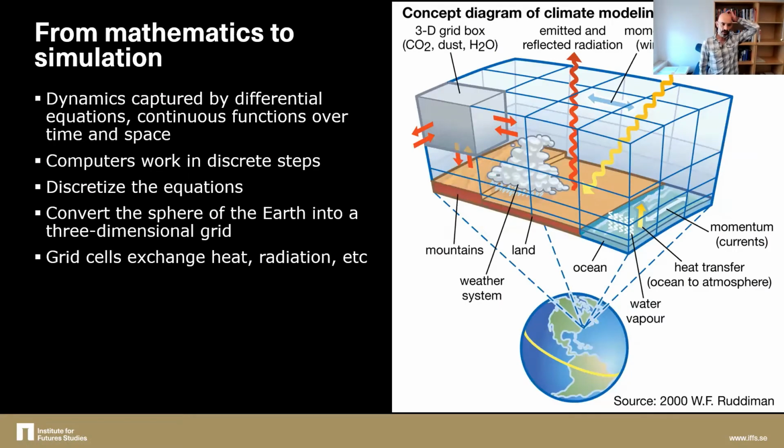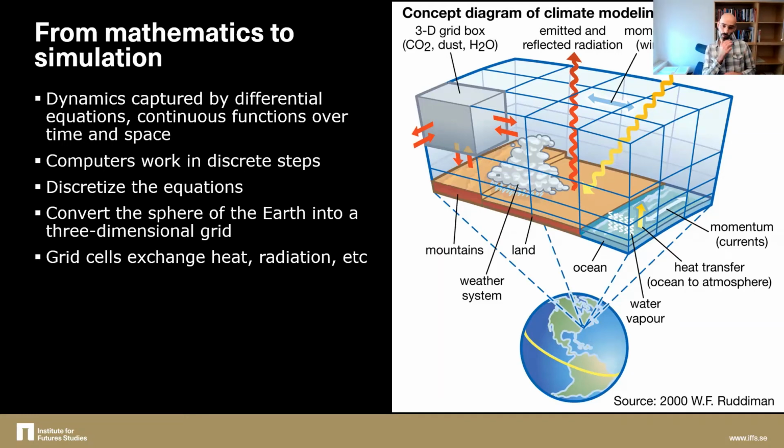And I want to just focus on one aspect of the move from the mathematics to the computer simulation, which is that the equations in physics that specify the dynamics of the system, like the fluid dynamics, the movement of the air and the ocean, these are captured using differential equations. And these differential equations specify mathematical functions, which are continuous functions. So time and space in these equations are continuous variables. But computers are discrete. They calculate in discrete steps. And so one important thing that I think is not really intuitive if you haven't encountered this kind of model before is that they have to work out how to discretize these equations.